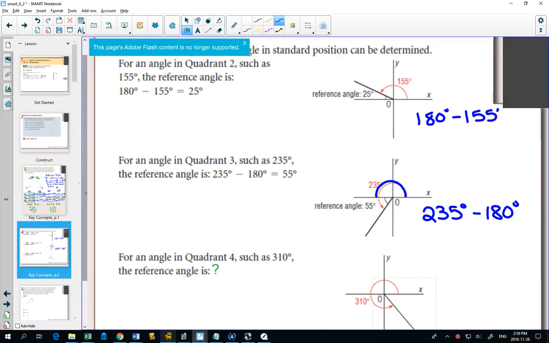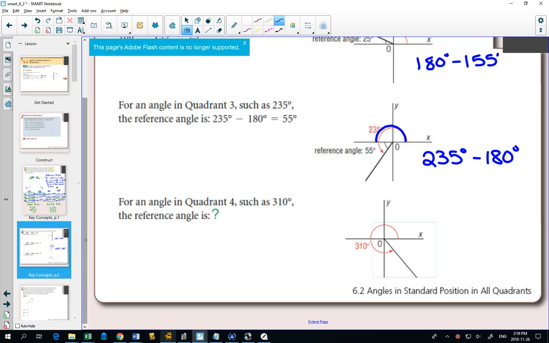And finally, if you have something in quadrant 4, 310 degrees, all the way around is 360. If you minus 310 degrees, you'd be left with the reference angle of 50 degrees.